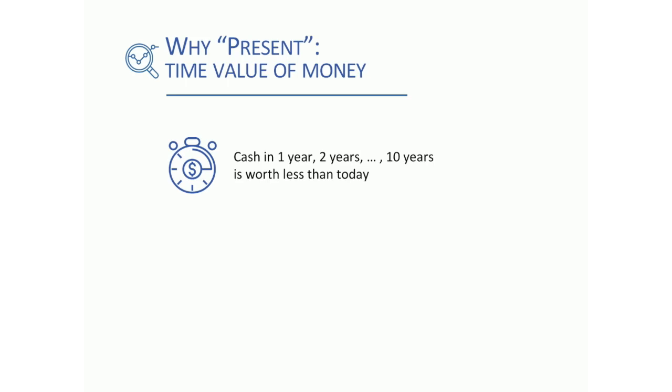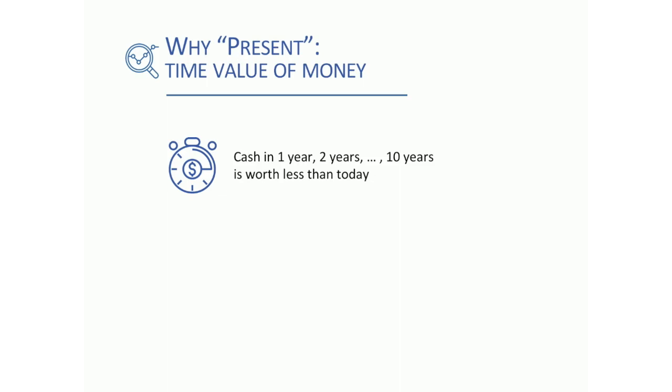Put differently, how can I add cash flows that happen 10 years from now with cash flows that happen today? So why do we say the present value of money? Again, this is because cash flows that are produced today are worth more than cash flows that happen 10 years from now. And we now need to find a way of converting cash flows happening in year 10 into cash flows today.